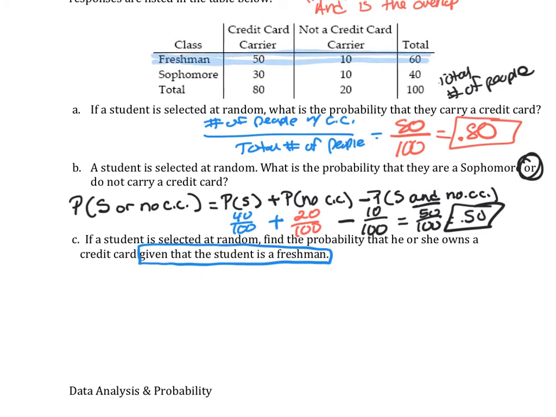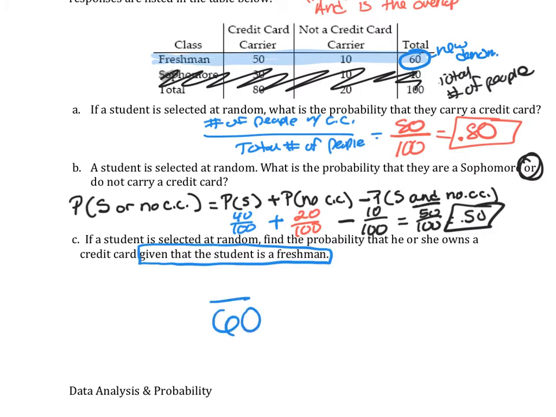We know that they're a freshman. We know they're not a sophomore. So we don't care about the sophomore stuff or the totals because we know our person's a freshman, so we're only going to focus on those numbers. So since we know they're a freshman, this is now our new total, because that's our given. And now of those freshmen, what's the probability that they own a credit card? Well, 50 of the freshmen own credit cards. So it'd be 50 over 60, which would be 0.83.